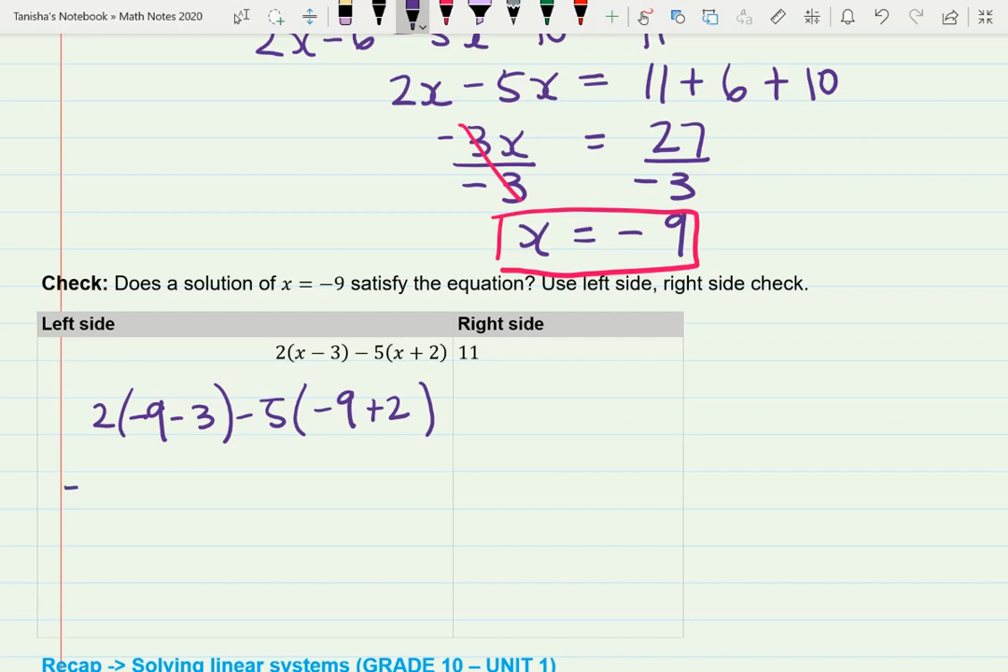Let's simplify our left side. So we have 2 times negative 9 minus 3, that's negative 12, minus 5 times negative 9 plus 2, which is equal to negative 7.